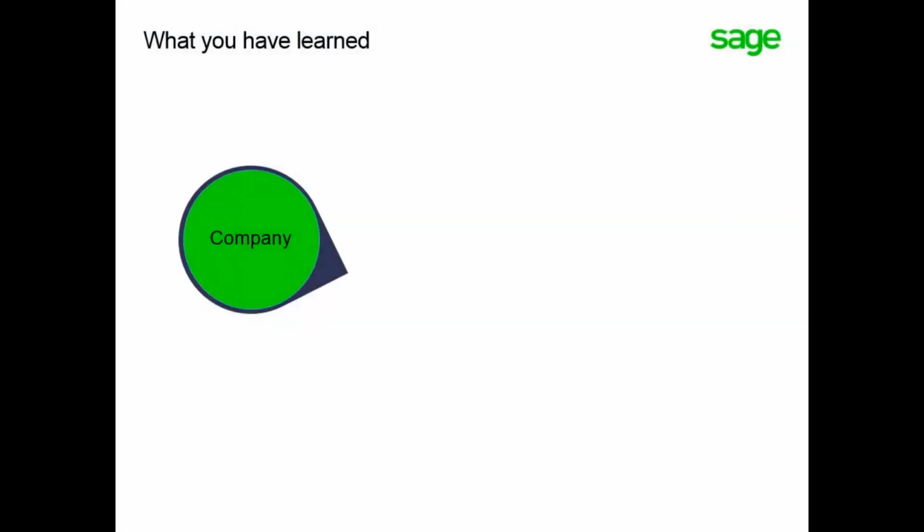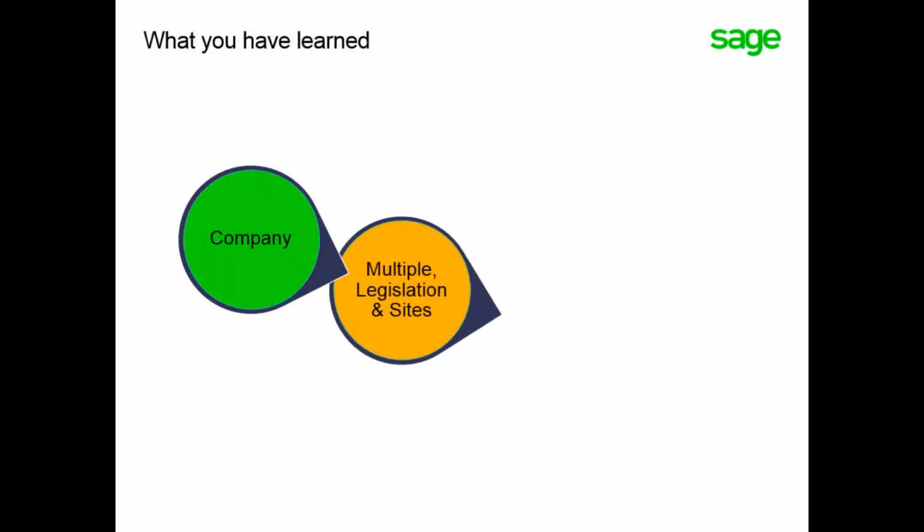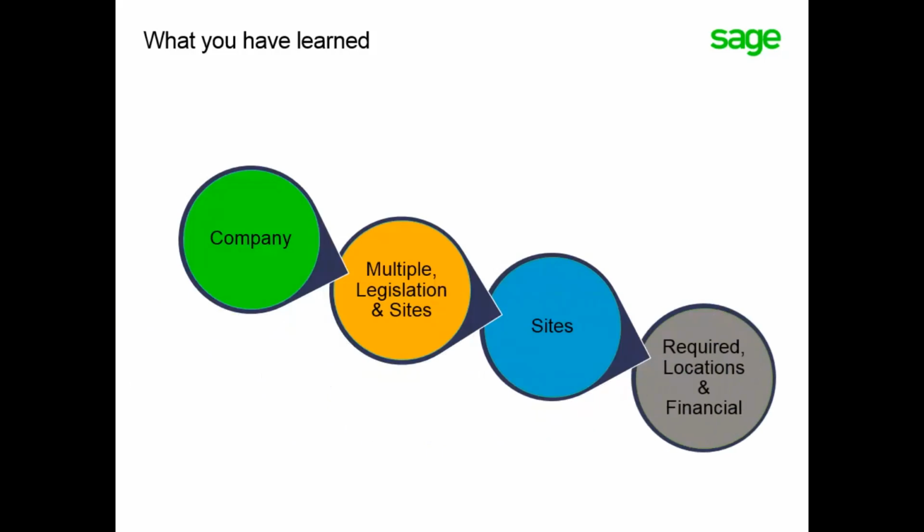In this lesson, you have learned how to create a company and assign legislation that can be the same or different than the folder legislation, how to create one or more sites and associate them back to a company, and determine if the site is going to be a financial site allowing for financial reporting and tracking, or if the site is going to be used to track stock movements only.